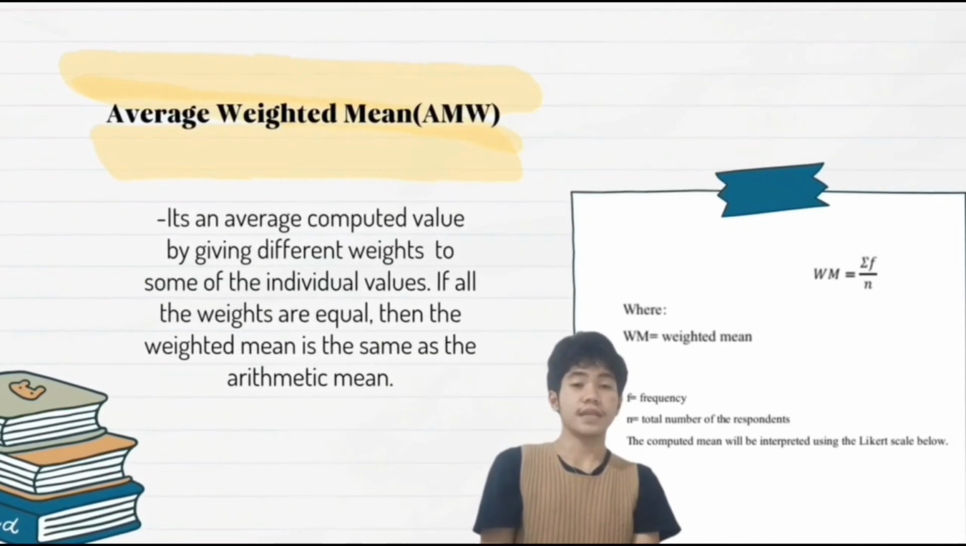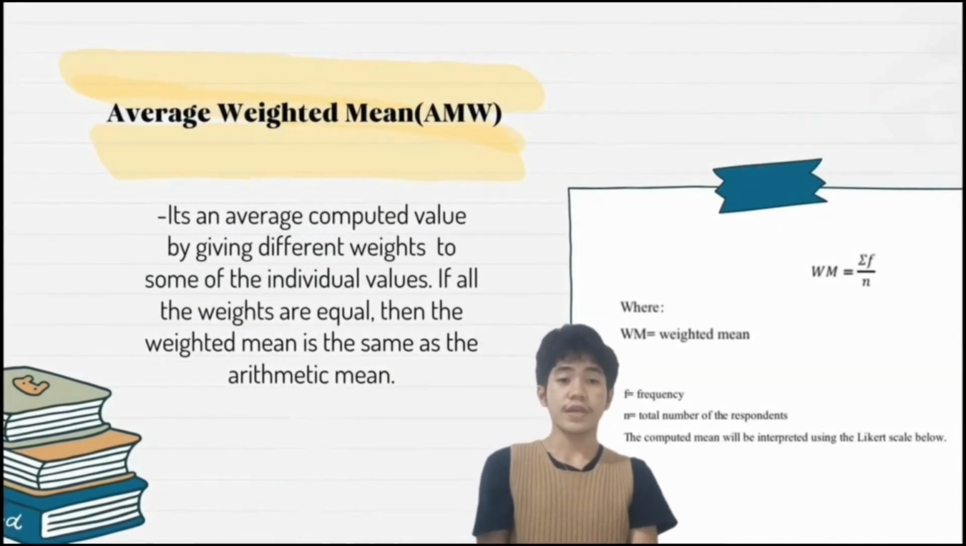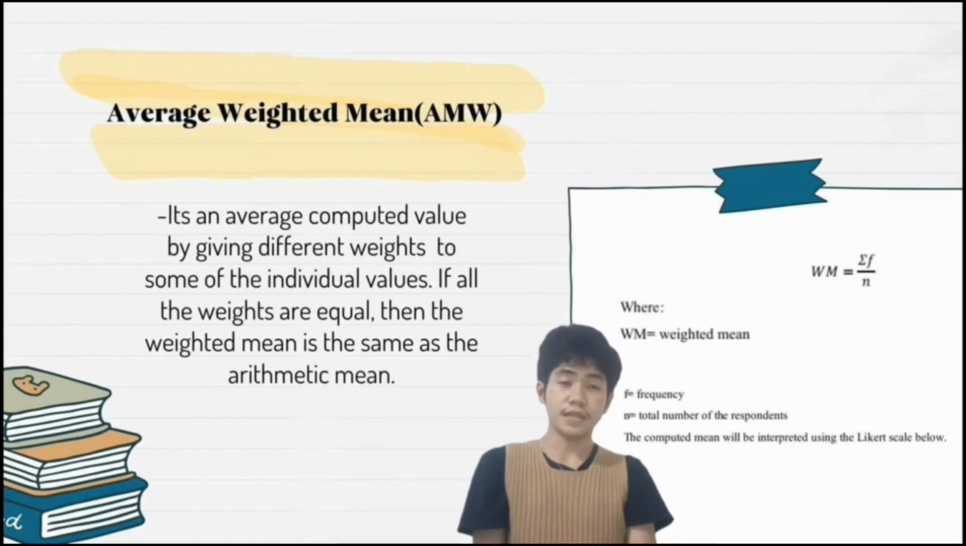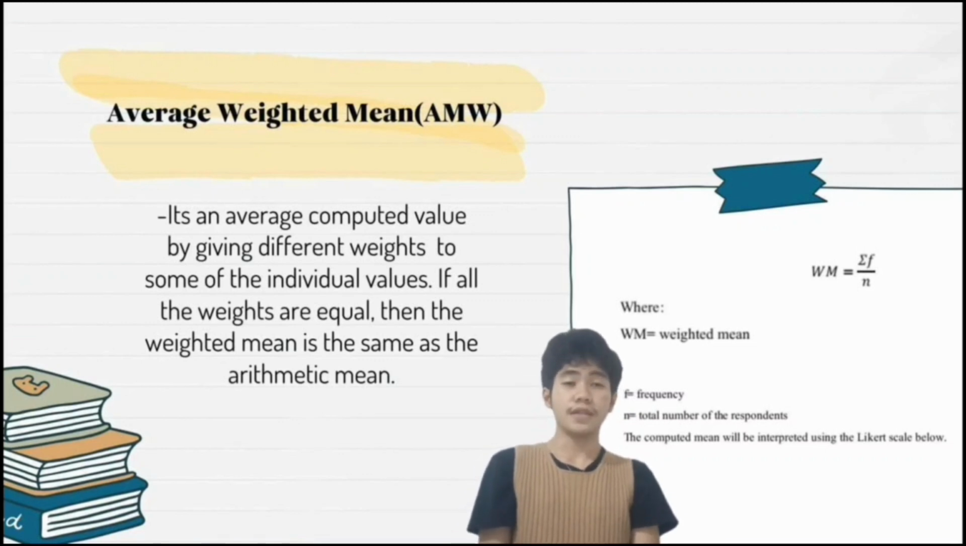Average weighted mean. Average weighted mean is an average computed value by giving different weights to some of the individual values. If all the weights are equal, then the weighted mean is the same as the arithmetic mean. The formula for average weighted mean is AWM equals frequency divided by N.